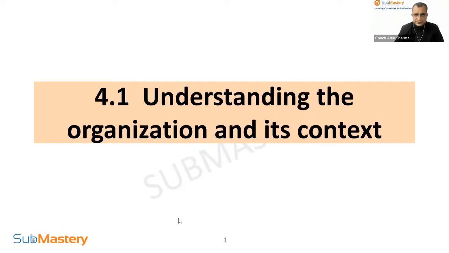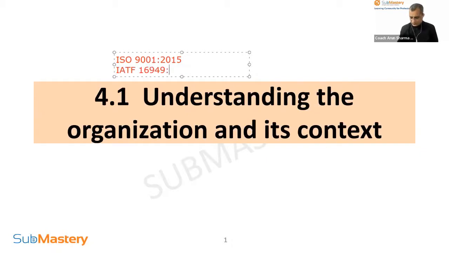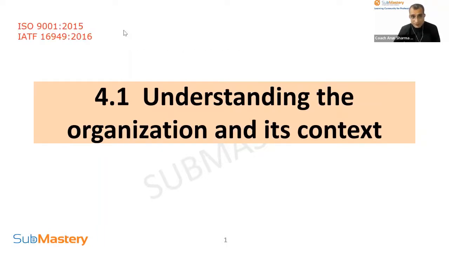Understanding the context of the organization. This clause is applicable for ISO 9001:2015, and it is also applicable for IATF 16949:2016. So this clause is applicable for both, right? IATF basically refers to whatever is mentioned in ISO 9001:2015. The same clause is referred to in IATF 16949:2016. That means IATF does not have an additional clause requirement. So clause 4.1, which is a part of ISO 9001, is the same clause in IATF 16949, okay?